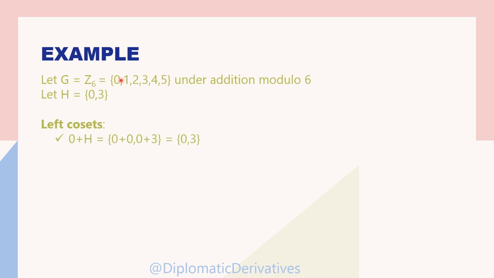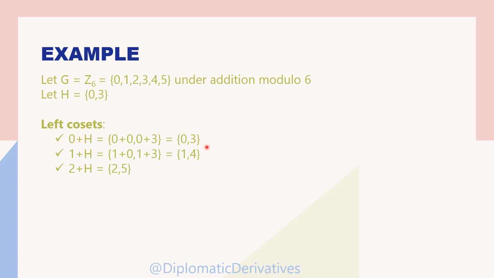Left cosets. Now how do you make the left coset? First you take one element from Z6, which is 0, and you perform the operation, addition, from the left. So you perform 0 on H from the left. So you get 0 plus 0, you get 0, and 0 plus 3, you get 3. This is the first coset.